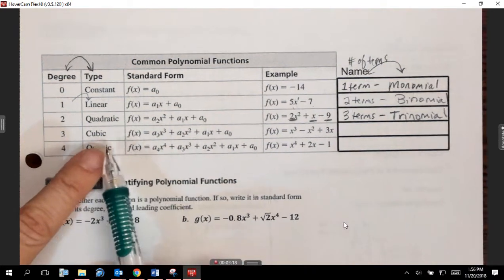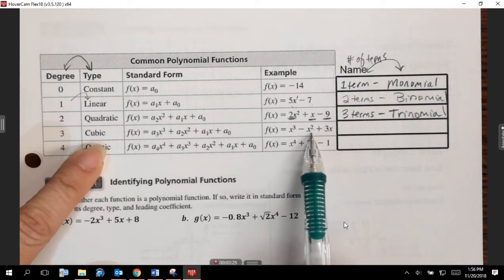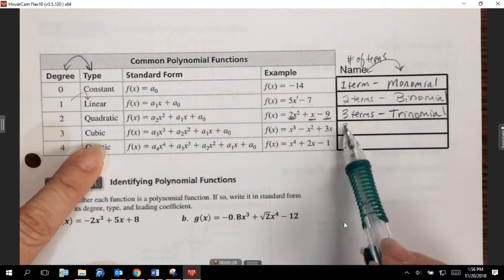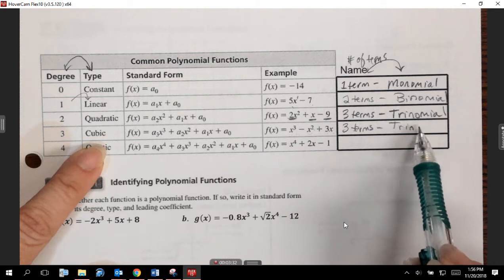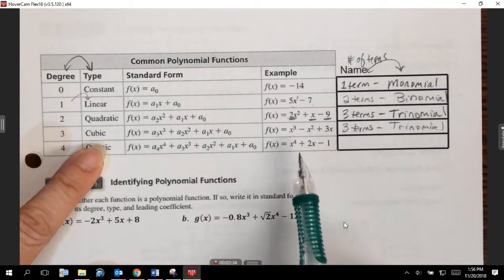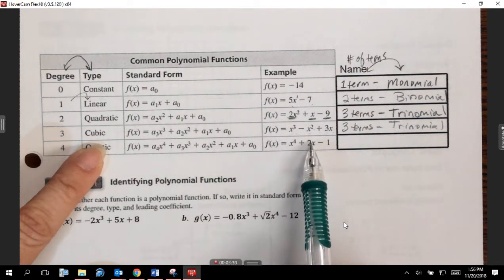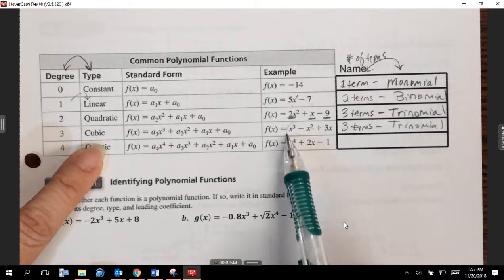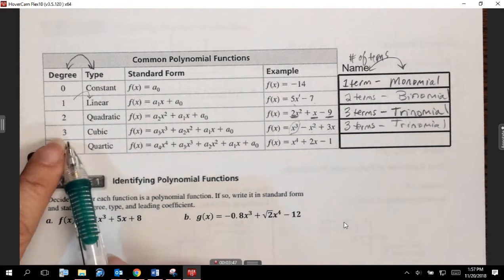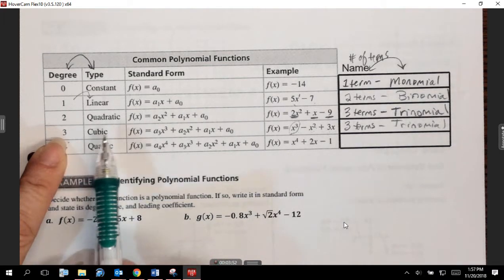My next example is x cubed minus x squared plus 3x. So how many terms do I have in this one? 3. Okay, there's 3 terms. And we already know 3 terms is a trinomial. Nothing new there. But what is the highest amount of variables in any of the terms? 3 is the highest amount because that's in the first term here. So that is its degree, the highest amount. And then if it's a degree of 3, we call it cubic.